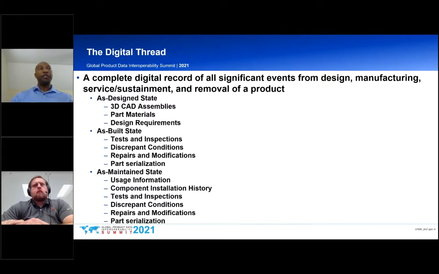And that will transition to the as-maintained state. So all of the usage information of your product, the component installation history. So if this is a component that can move, we're talking aerospace primarily here, so if you have a nacelle or a wing that can move from one aircraft to the next, then you want to have all of that history, as well as all of the discrepancies, repairs, and things throughout the sustainment or the as-maintained state of that part, all collected into a same database to provide a digital thread of that particular part.